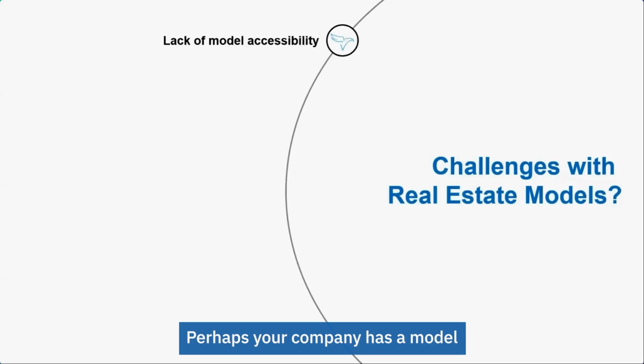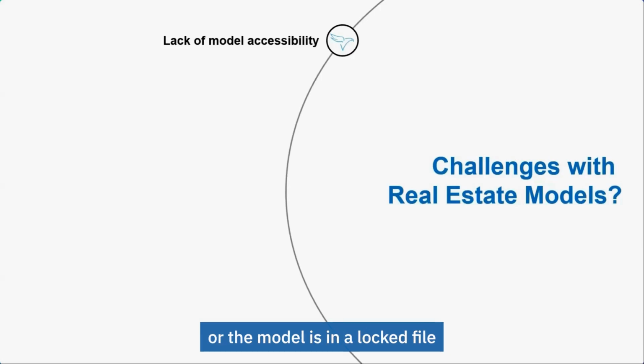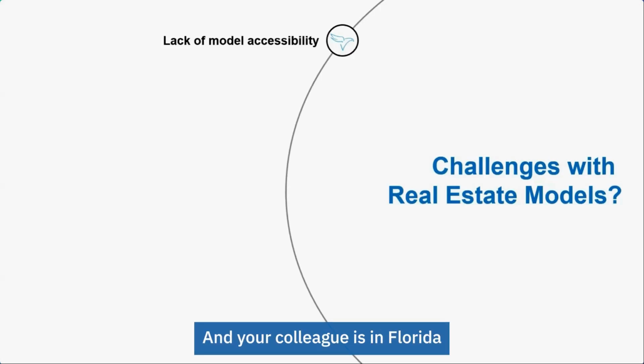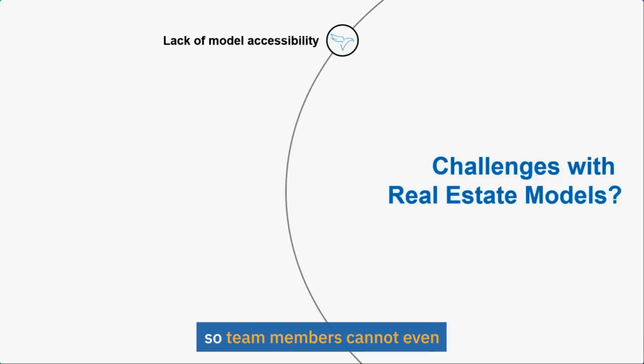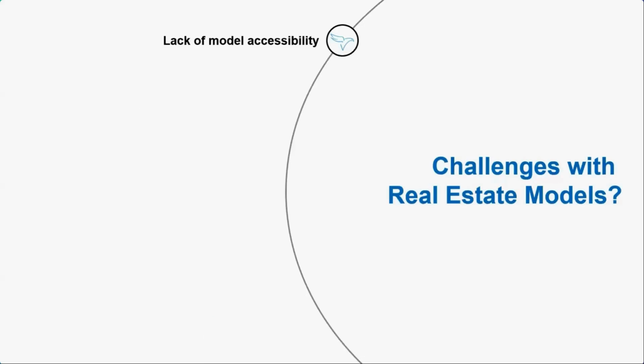Perhaps your company has a model in some shared drive that is maybe difficult to find, or the model is in a locked file you don't have the password to, and your colleague is in Florida on spring break for the week. Or maybe the acquisitions team only has access and the asset management team is looking to make changes. So team members cannot even get to the model sometimes.